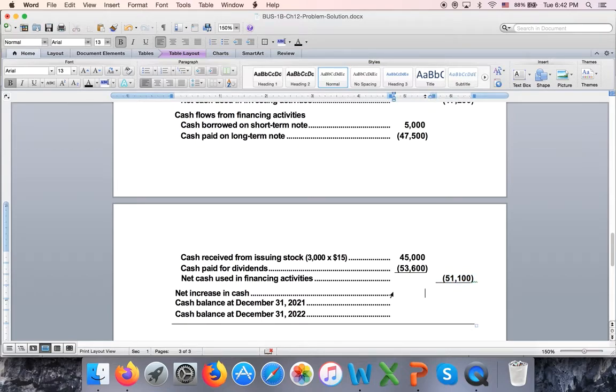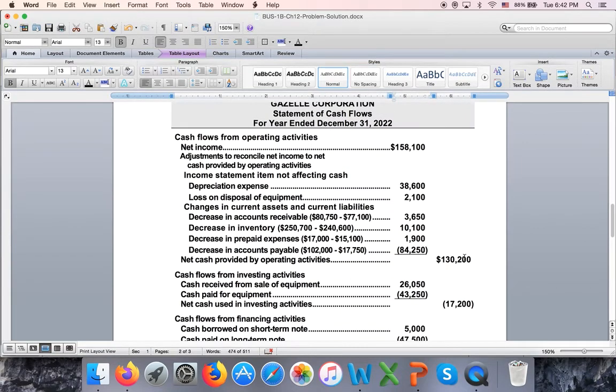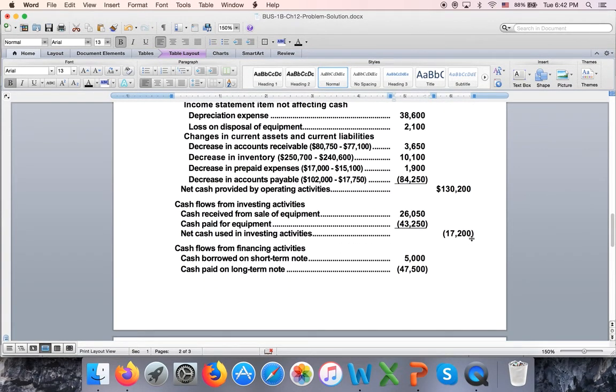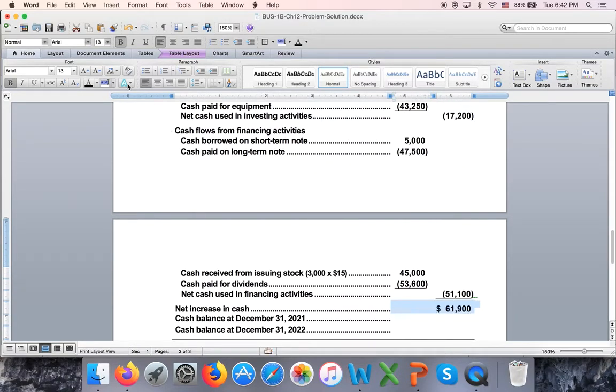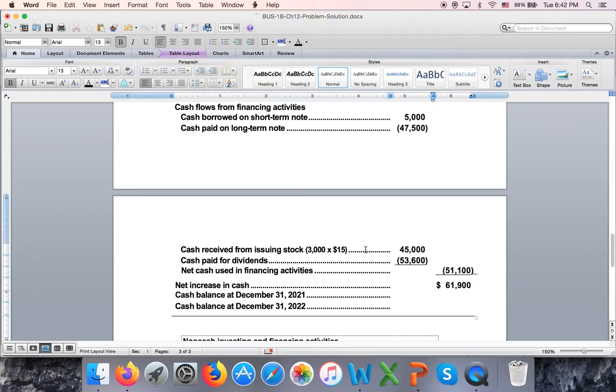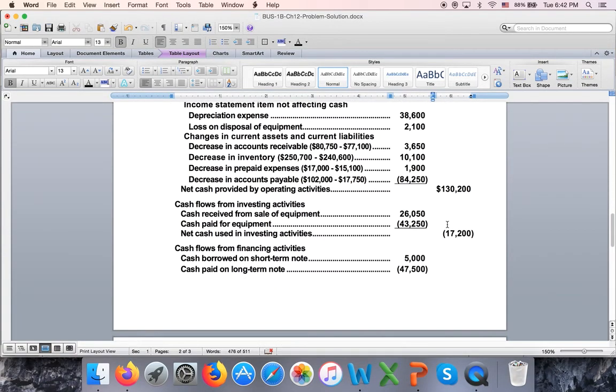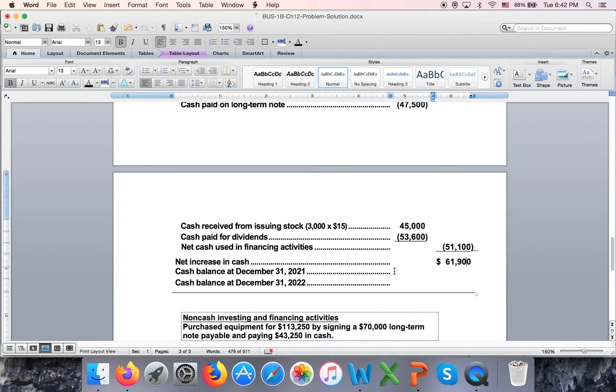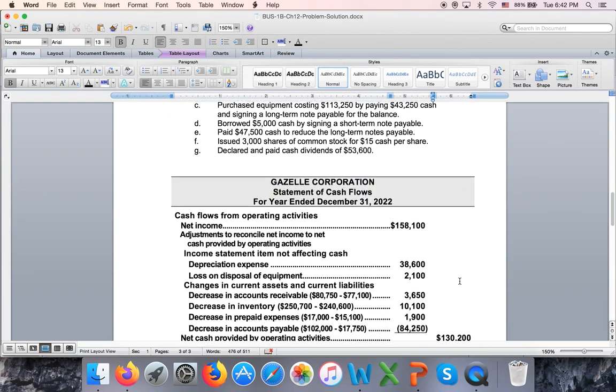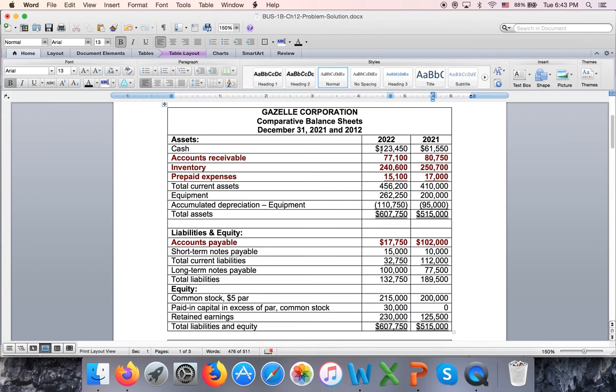So net increase in cash. I take my positive operating, negative investing, and negative financing, and I can see that overall I have an increase in cash. Then we take cash of 61,550, which is from the previous year. Net cash balance. And we're going to add my net increase in cash, and my bottom line is my cash balance for the current period, which is 123,450. Let's double check. It should be equal to the balance of cash on the balance sheet, and it is.